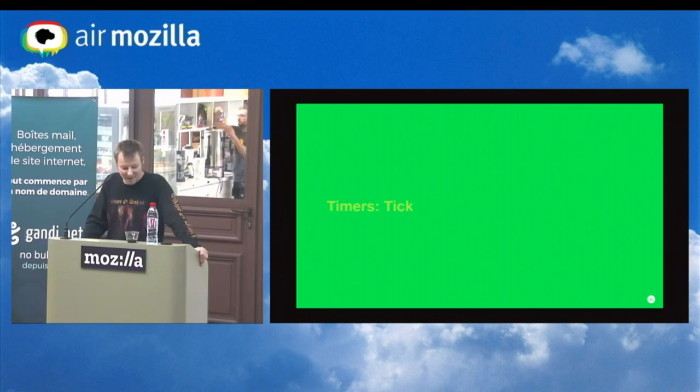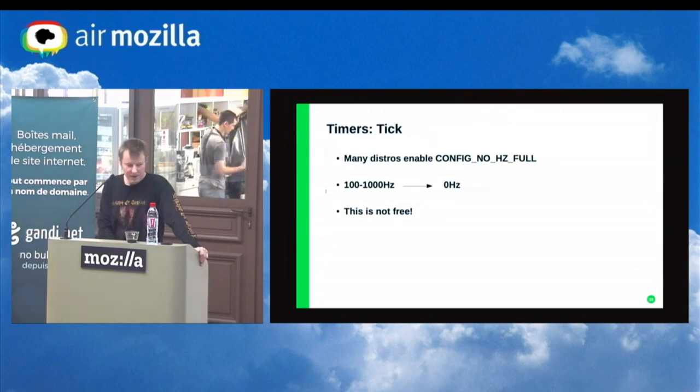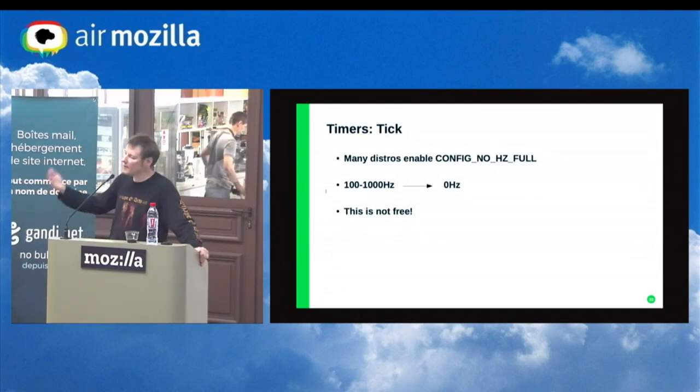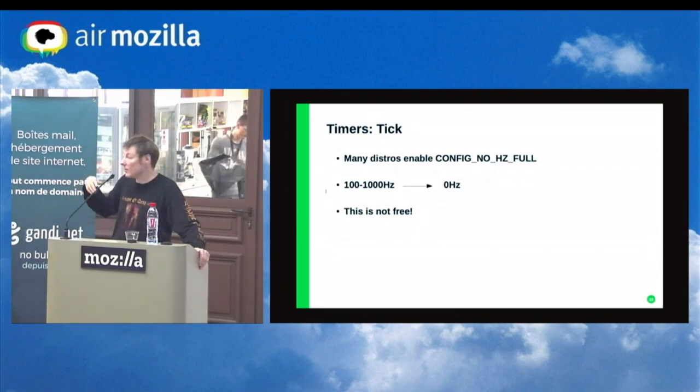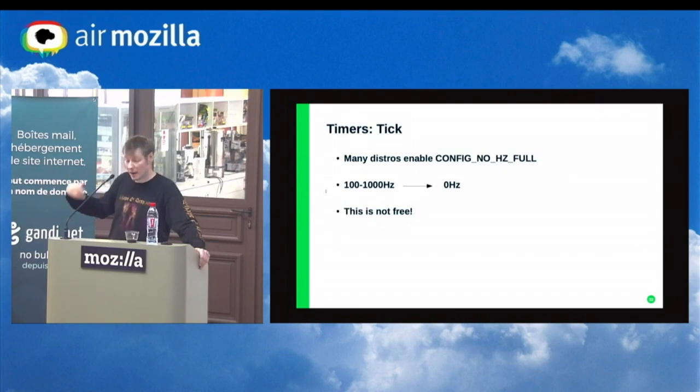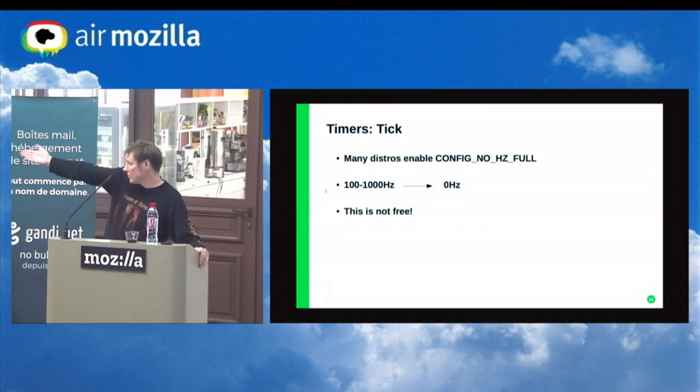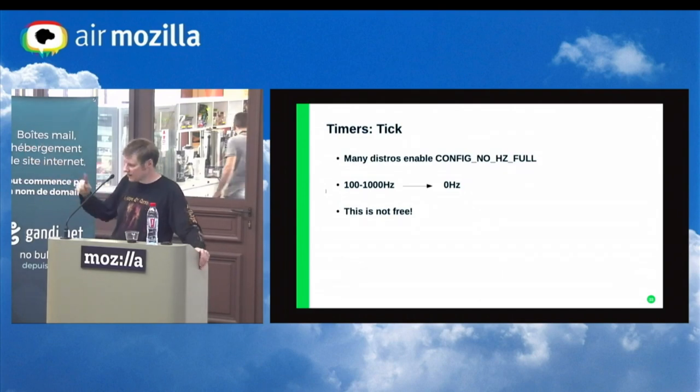And now comes my favorite part. The timers, the pinned timers, have this specific one, the tick. This is that clock interrupt that fires once every, 100 times to 1,000 times every second. This is the Hertz value. Nowadays, you can stop it. This is called config no Hertz full, and many distros now enable it, at least SUSE and Red Hat, I think. I don't know about the others. So basically, you slide from 100,000 Hertz to 0 Hertz, but it doesn't come for free.